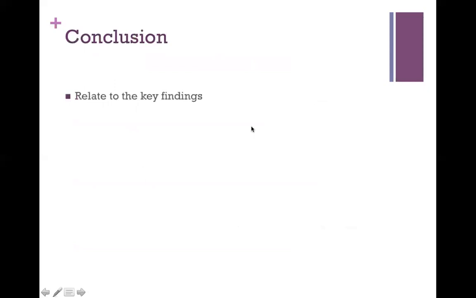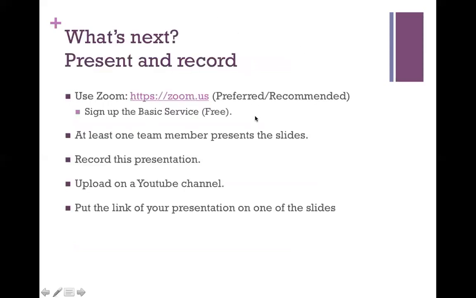Now, what's the next thing? Conclusion. Please make sure you relate it to the key findings. I noticed that some people, when they write the conclusion, do not relate it to the key findings. So please make sure you relate that to the key findings.